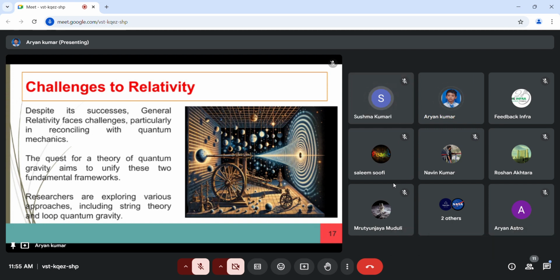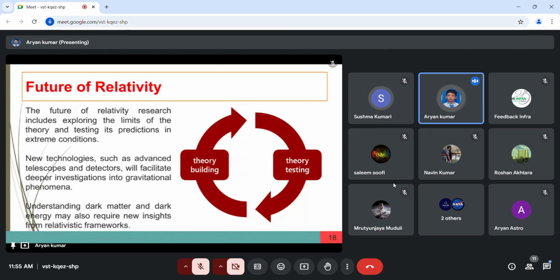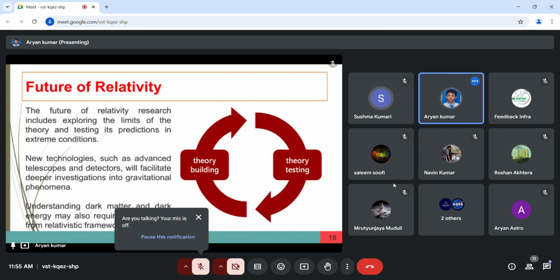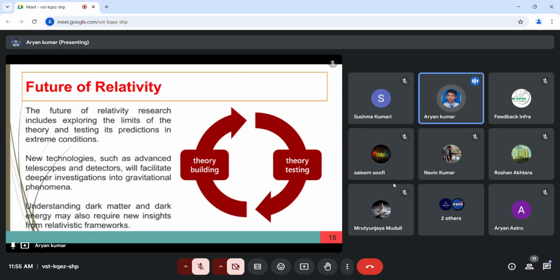So, the future of relativity. Future research includes exploring the limits of the theory and testing its predictions in extreme conditions. New technologies such as advanced telescopes and detectors will facilitate deeper investigations into gravitational phenomena. Understanding dark matter and dark energy may also require new insights from relativistic frameworks.